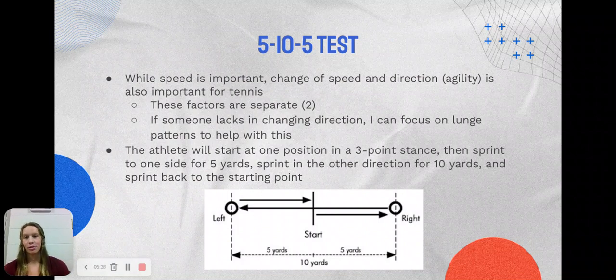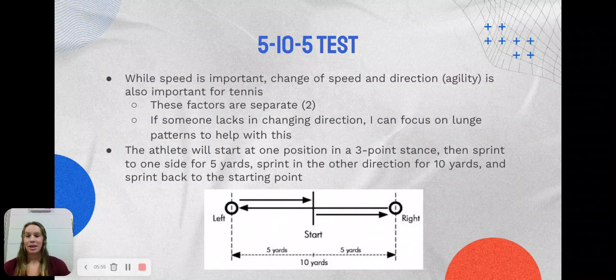The 5-10-5 test will be done next, and this will assess both speed and agility as far as changing of direction goes. And someone can be fast, but they might not be good at changing direction, which is very important in tennis, from running from one side of the court to the other. And so this will test both.